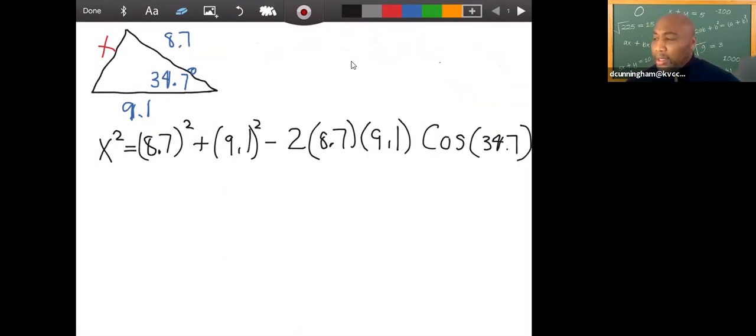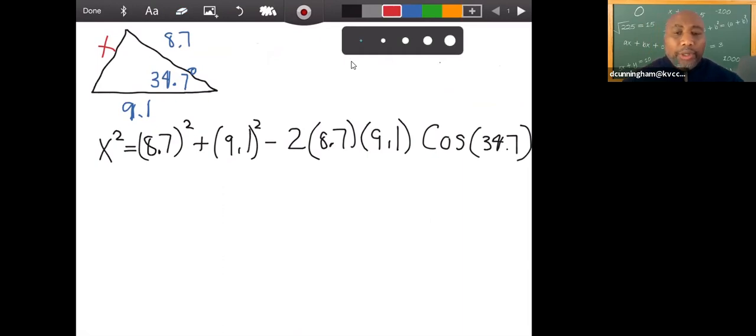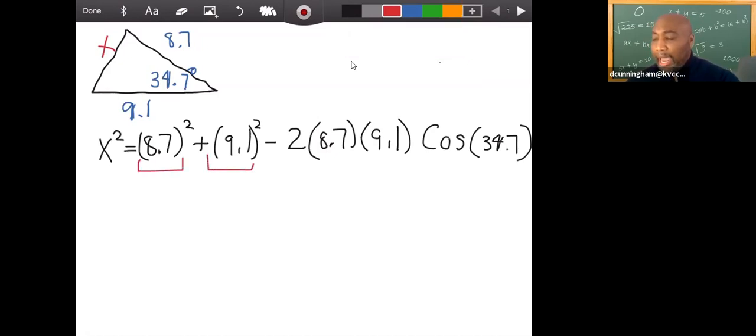Now, we're just going to solve this directly. We're going to solve everything on the right-hand side of the equal sign. What I would say, figure out what these two are, and add them together, get a value. Figure out what 8.7 times 9.1 is, multiply that, and then multiply that by 2. Don't forget there's a minus. And then also figure out the cosine of 34.7 degrees. So do that on your calculator.